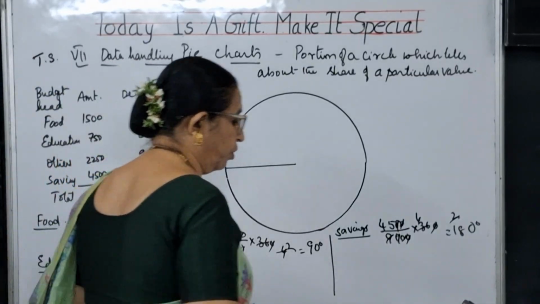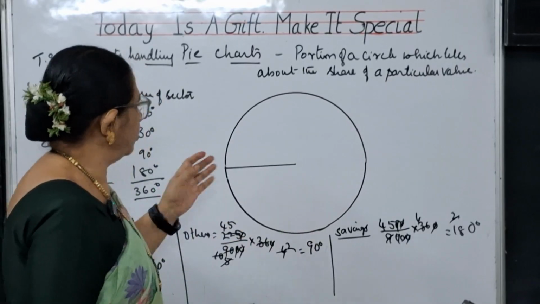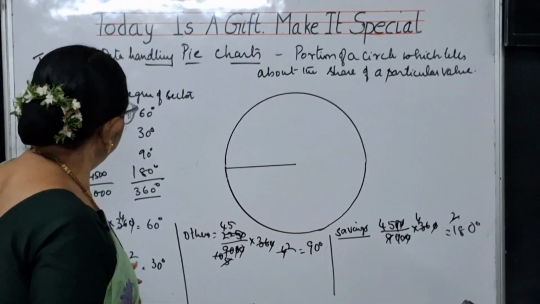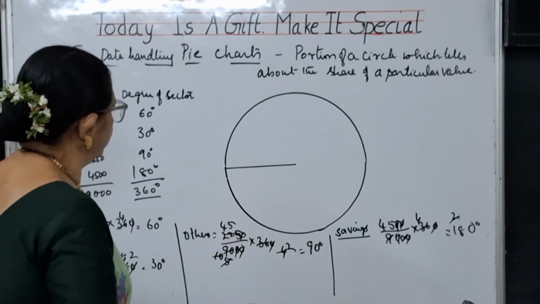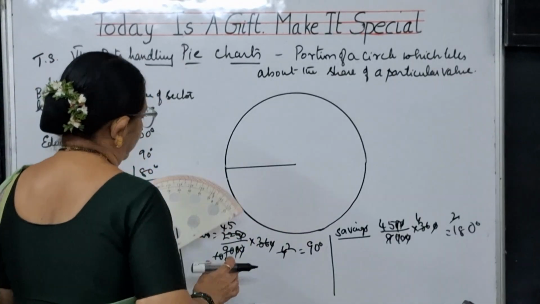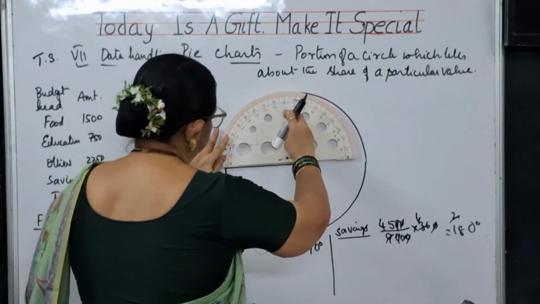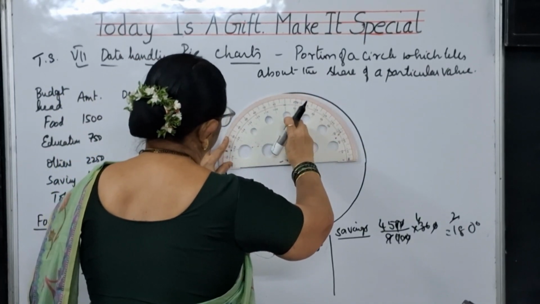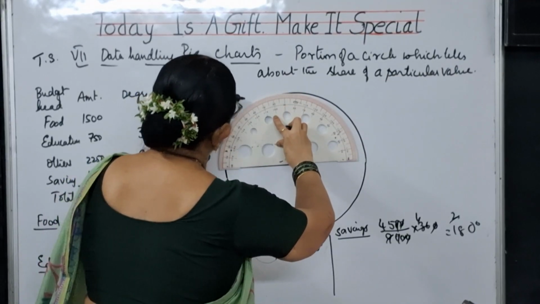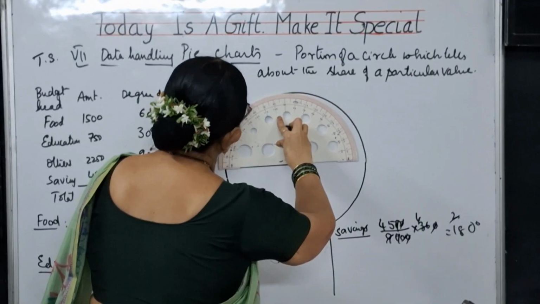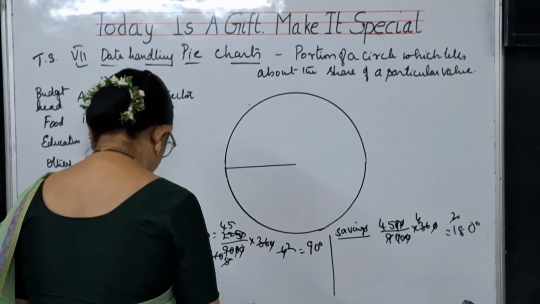Okay. Now, how it has to be represented in pie chart. So this is the circle that you have got. In this circle, if you want to represent food, what you have to do? First, you have to draw the circle and radius. Afterwards, 60 degrees from here you have to measure. So keep the center like this and 60 degrees. I am getting 60 degrees here. This is 60 degrees. So you have to draw a sector here.